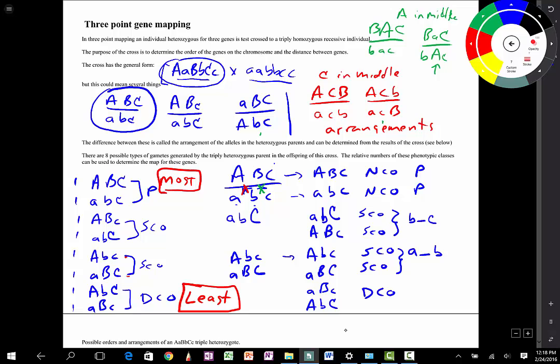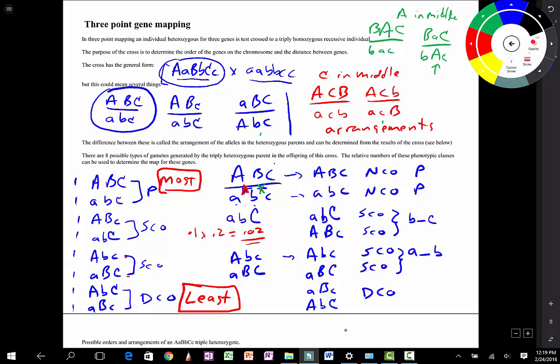And that's because it's less likely to get two crossovers, between A and B and between B and C. That's just less likely. If you have a 10% frequency of crossing over between A and B and a 20% crossing over frequency between B and C, so that would be a 10% probability of a crossover between A and B and a 20% probability of a crossover between B and C, the probability of getting both those things is 0.1 times 0.2, which is 0.02. So the double crossovers are way less frequent than everything else.